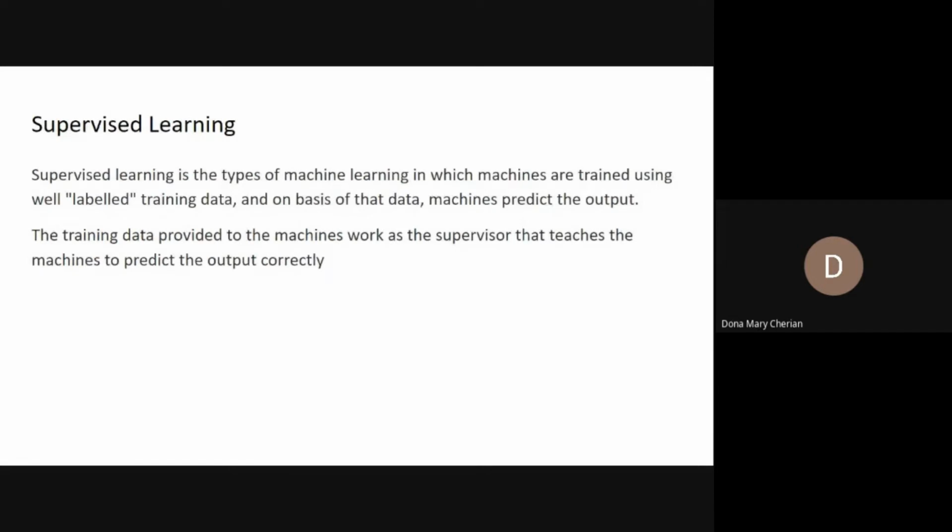So coming to different machine learning techniques, the first is supervised learning. Supervised learning is the type of machine learning in which machines are trained using well-labeled training data, and on the basis of that data, the machine predicts the output. The training data provided to the machine works as a supervisor that teaches the machine to predict the output correctly. So the supervised learning process provides input data as well as correct output data.